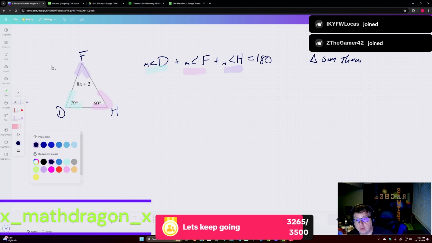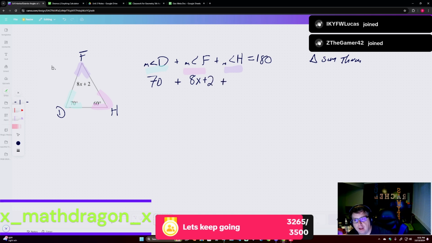So we know the triangle sum theorem. Angle D plus angle F plus angle H. All three of them should add together to give you 180 degrees. So let's do substitution. Angle D is going to be 70 degrees. Angle F is going to be 8x plus 2. And angle H is going to be 60. And they're going to equal 180 degrees.